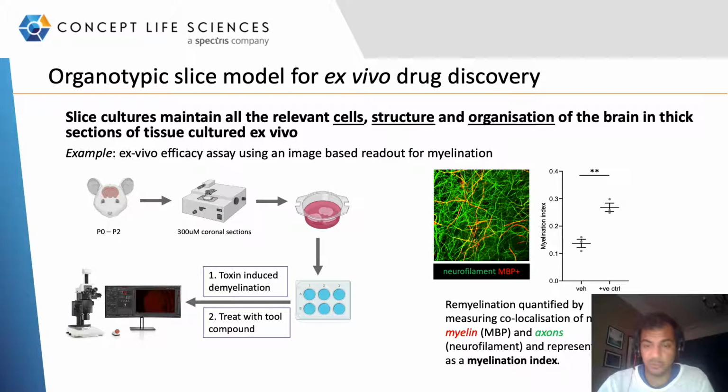And what we do is quantify the length of the axons and the co-localized MBP staining and determine a ratio of remyelination. And you can see here an example of the data set where, compared to vehicle, we're able to induce a 2-fold increase in remyelination with a control, and thereby you have a platform where you can essentially validate your biological target in quite a controlled environment compared to a full in vivo setting.